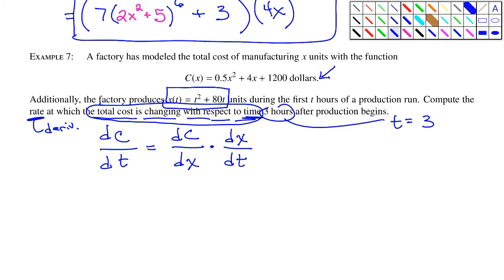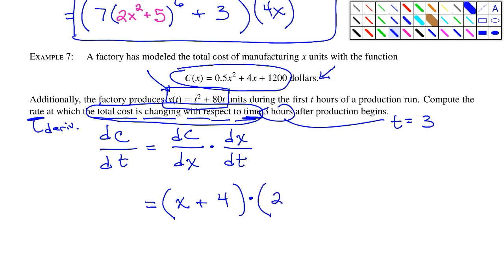So let's do that. So what is dC/dx? That's the derivative of the C function. So 1/2 x squared, if you bring the 2 down, 2 times 1/2 is just 1. So this actually is just x. It's x to the first, or 1x to the first. We just write x. Plus 4. The derivative of 1200 goes to 0. Times dx/dt. That's the derivative of the x function with respect to t. So this is going to be 2t plus 80.